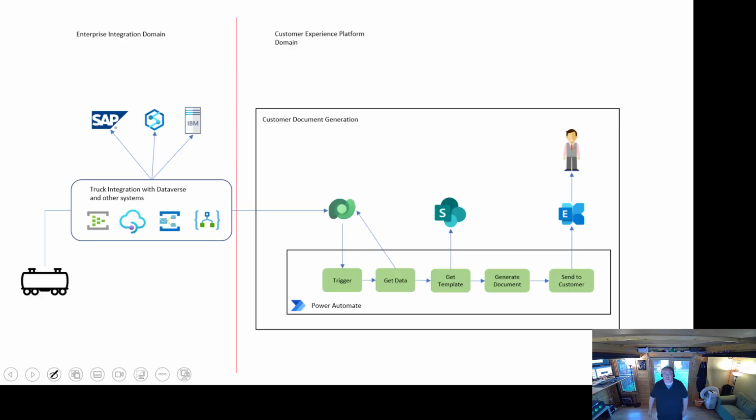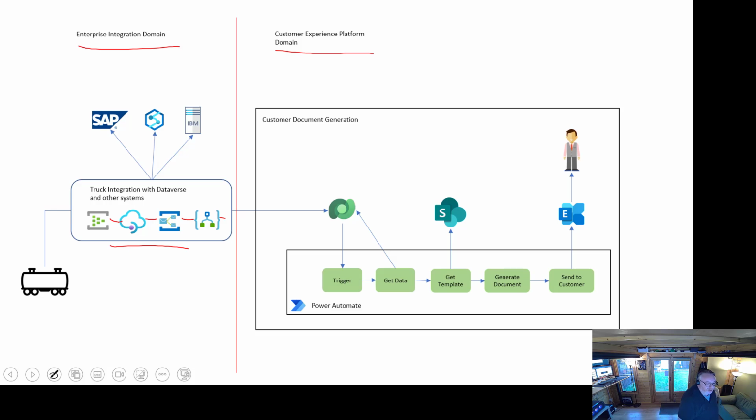Okay, so let's look at an example here of this architecture just to help explain some of the differences. So here we've got two domains. So we've got our customer experience team and our enterprise integration team building different solutions. They need to work together. So here we've got a scenario where we've got an integration platform. One of the interfaces in the platform gets data from rail cars traveling around. It integrates through event hubs and other AIS technologies.